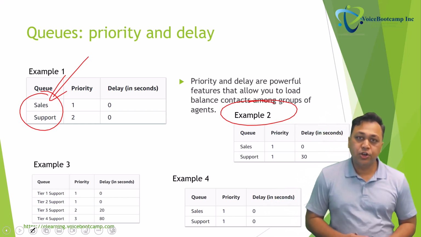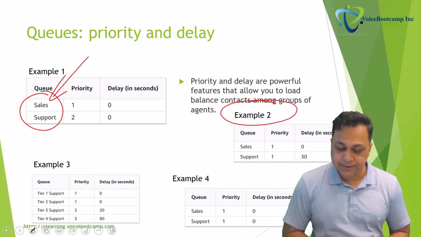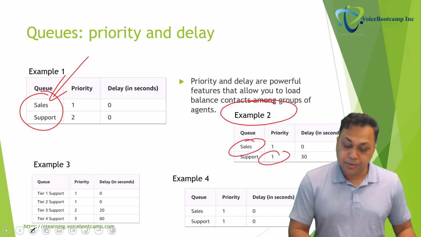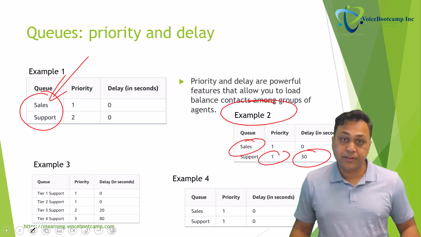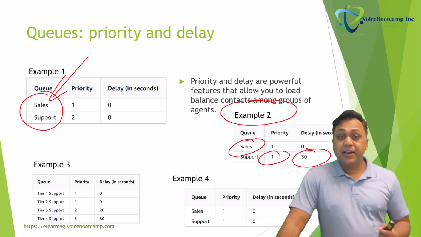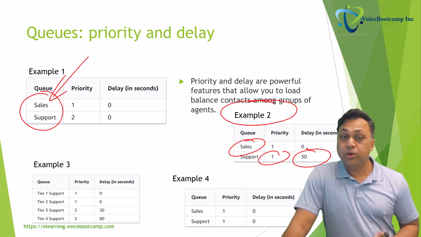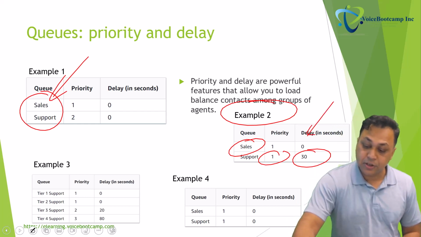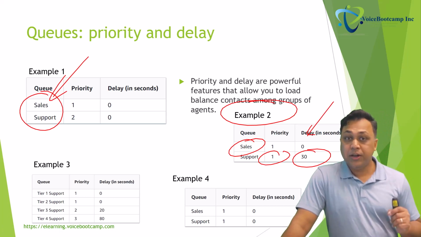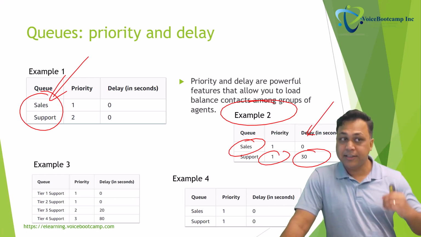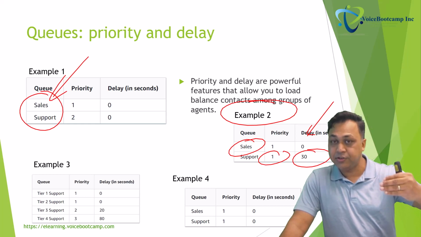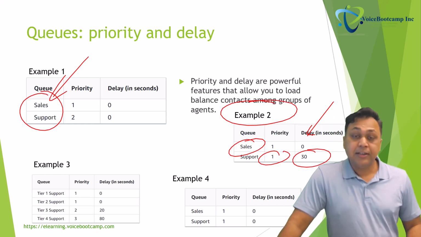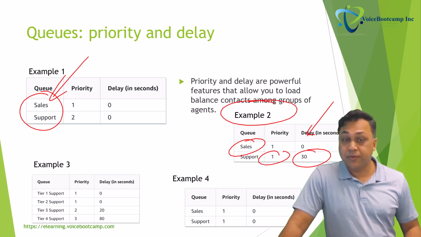However, in example number 2, I have the same priority but a different delay. In this scenario, the support queue has a priority of 1. Sales also has a priority of 1, but support has a delay of 30 seconds. So in this case, the agent will always get contacts from the sales queue first because of the delay being 0. However, when a contact in the support queue has been waiting for 30 seconds or more, then it will also be treated as priority 1. The agent will then be presented with a contact from the support queue as well.